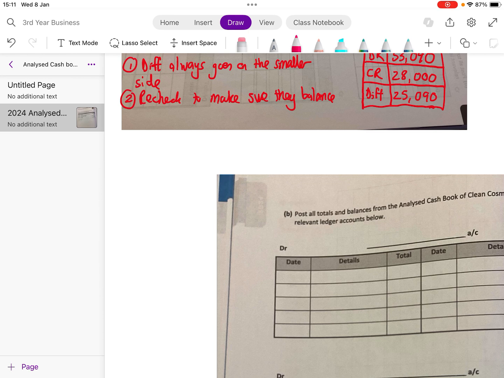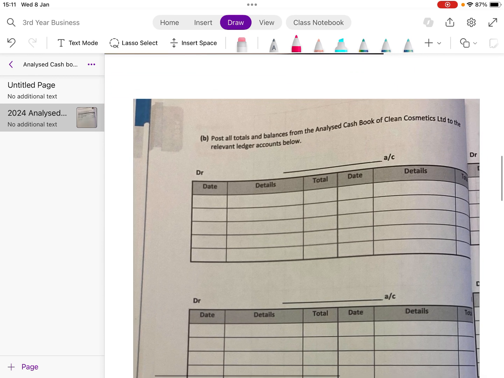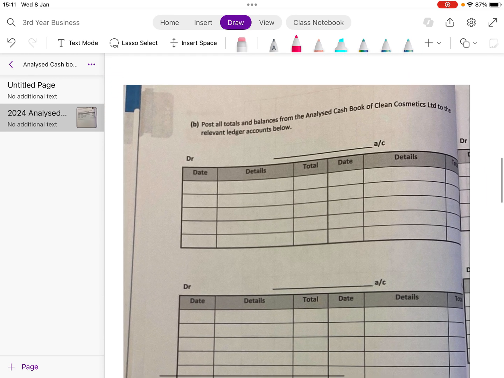So I'm going to do these analysis columns. That allows me then to create a trial balance. My trial balance is then used to go on to prepare my financial statements. So that's how it all links together. What we're going to have here, we see a load of accounts, and essentially what I have to do is create an account for every single analysis column that I would have had in my Analysed Cash Book.